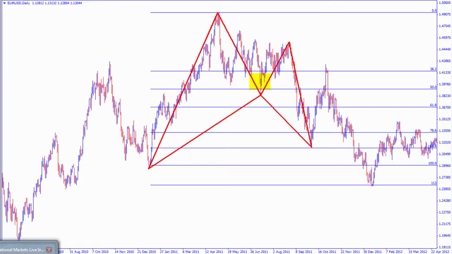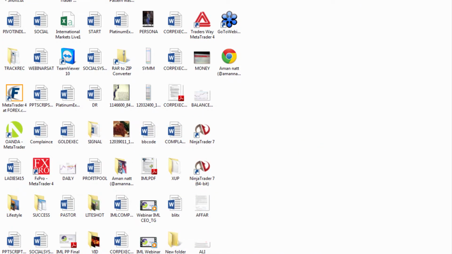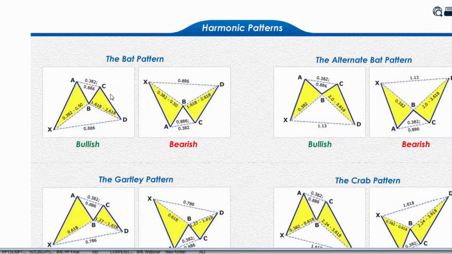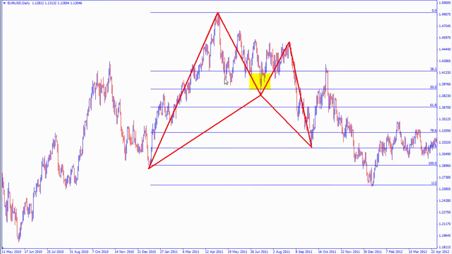So if we go back and we take a look at our patterns here, this would be that particular pattern. You see that X to A, down 38 to 50, up 38 to 88%, and then down to around that 886 retracement. So this created that bat pattern. Don't worry about so much of it just yet, but I'm just drawing this out in terms of what you're looking for in terms of patterns.